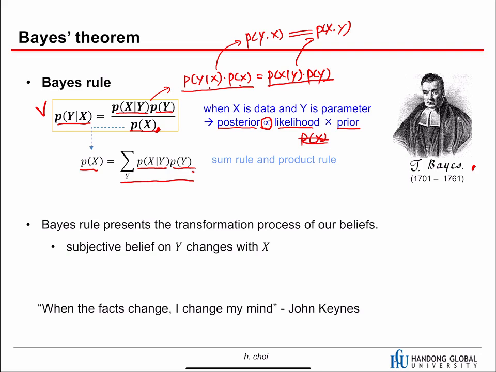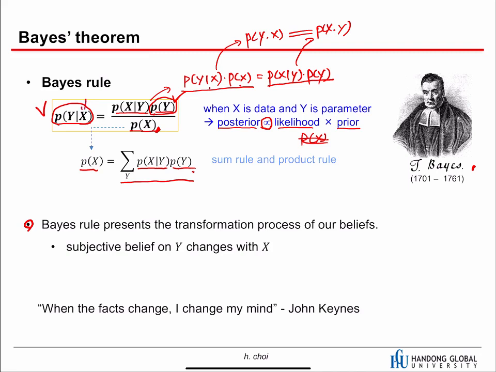And the Bayes rule actually presents the transformation process of our belief. So y is parameter. Without the data, we already have some probability about the parameter. Then look at this one, posterior. If you don't understand what prior and posterior mean, prior means before something, and posterior means after something. So this one says, before looking at any data samples, I have some faith about y. I have a probability of y.